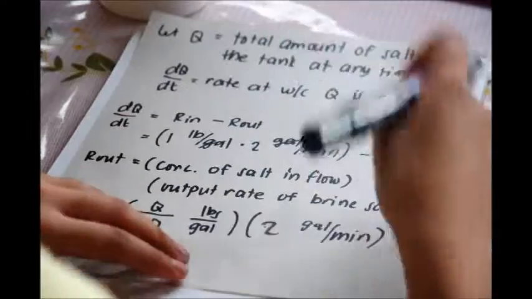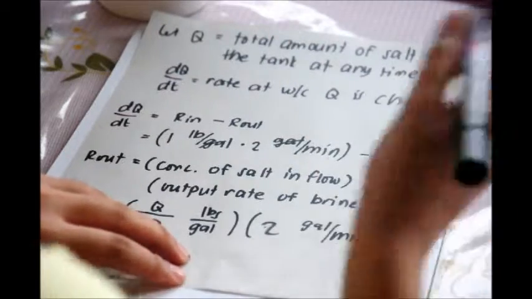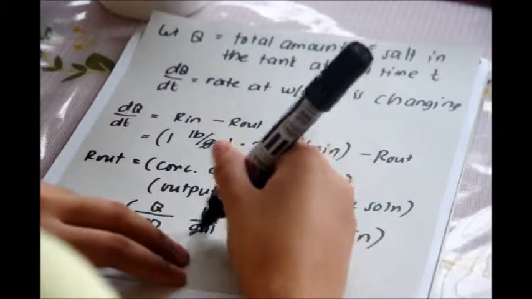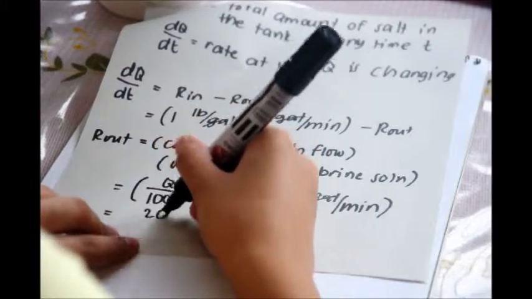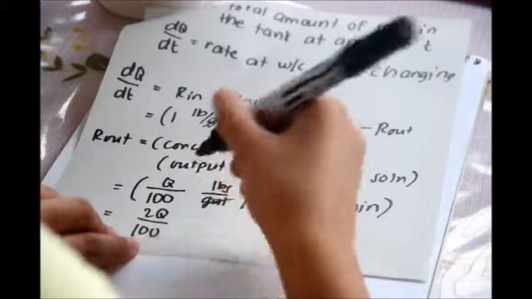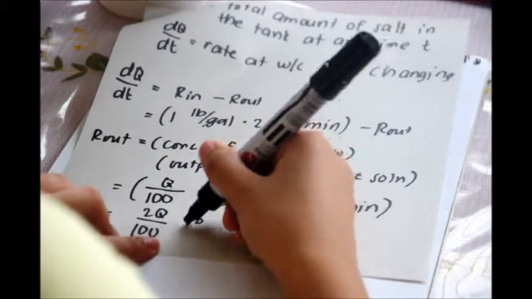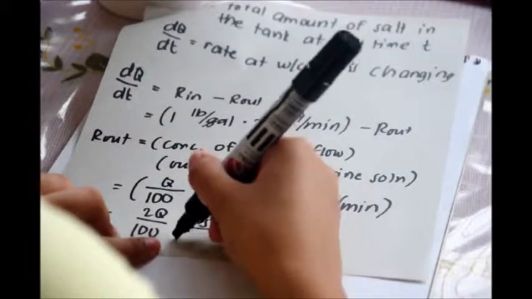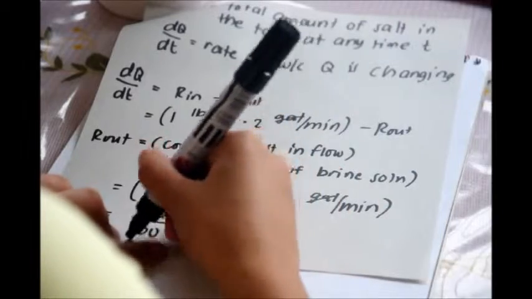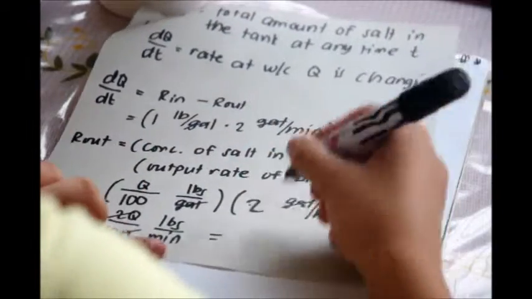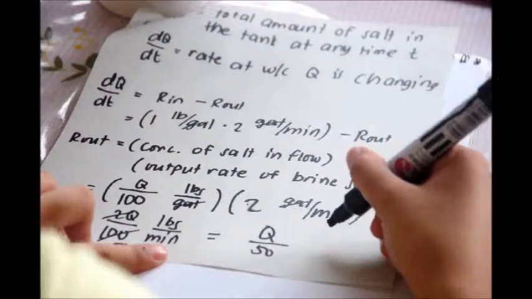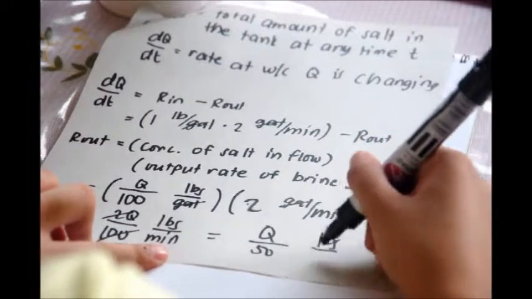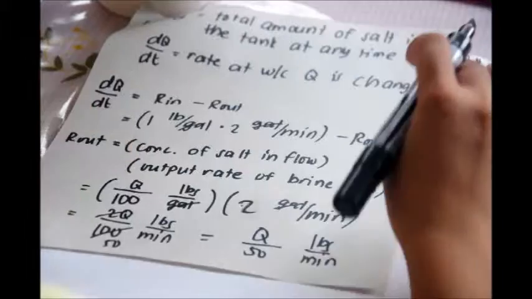It's the same as we did with the previous problem. So cancel the gallons. So it would become 2Q over 100 pounds per minute. Simplifying it further, it becomes Q over 50 pounds per minute. So this is R out.